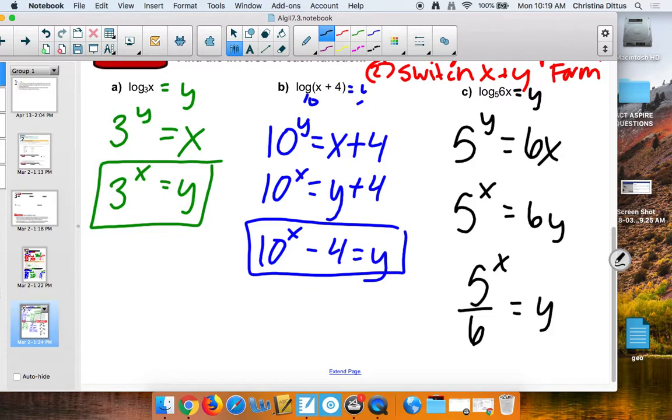What's important here? The 6 is not to the x power. It's like 1/6 times 5 to the x. Okay? The only thing taken to the power is x. Or is 5, sorry. That was dumb. Okay, so either one of those. Okay, so how did you switch the y with the x? When you see a y, put an x. When you see an x, put a y. Other questions? No?